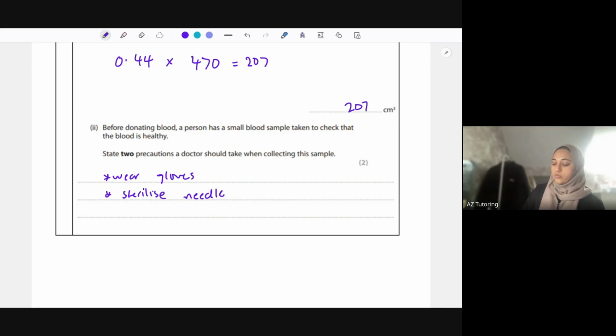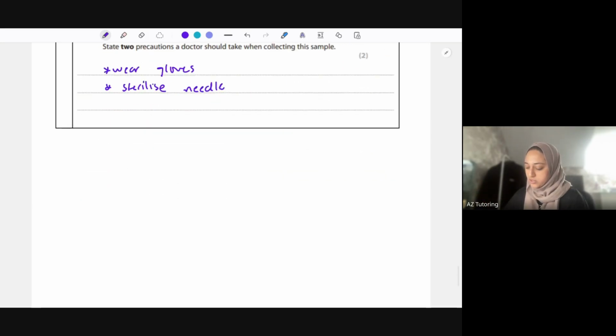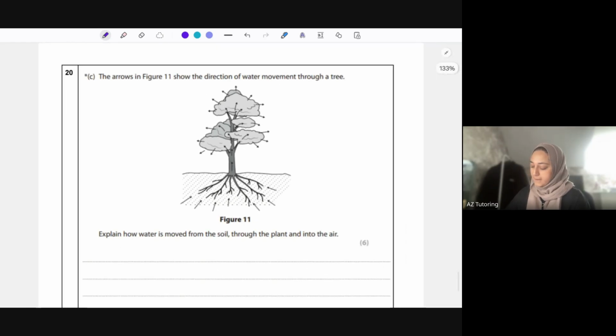Sterilize the needle. You wouldn't want to put a dirty needle into somebody as well. You could have even said something like, once you've taken the blood out, cover that wound so it's not open as well to pathogens getting inside because it's punctured skin.